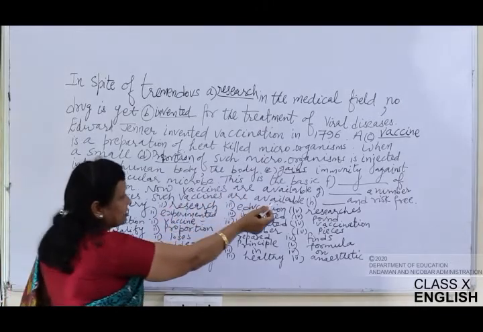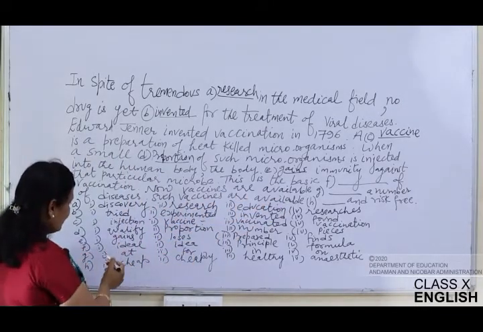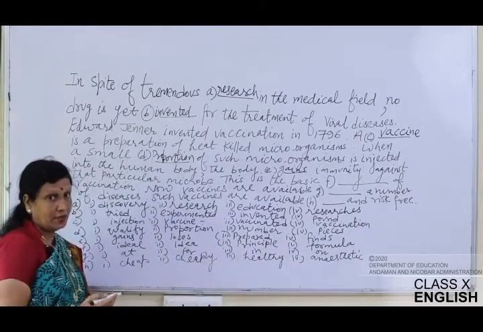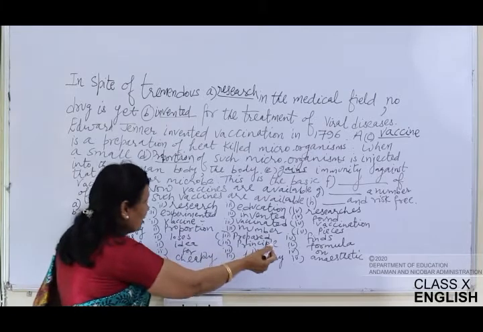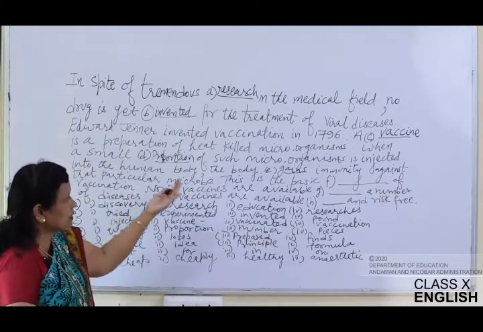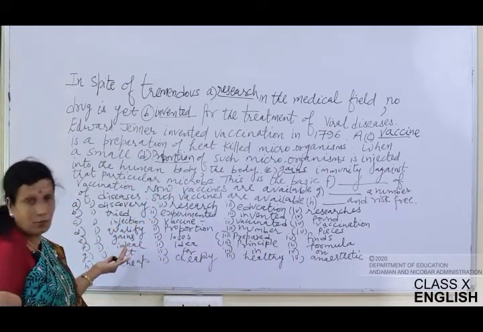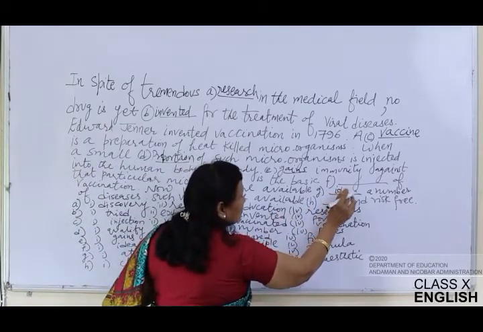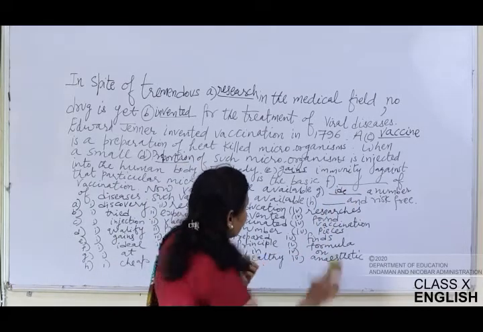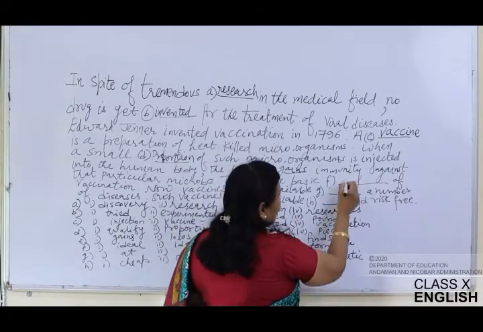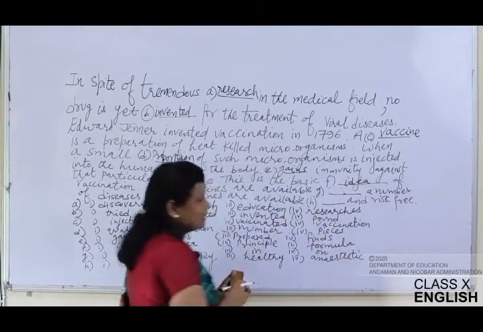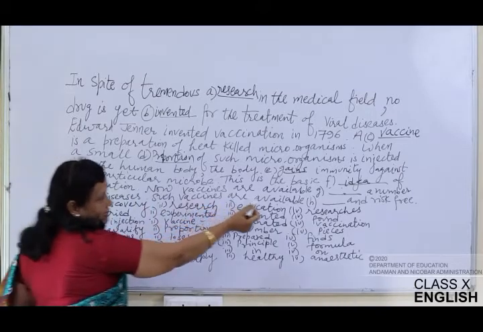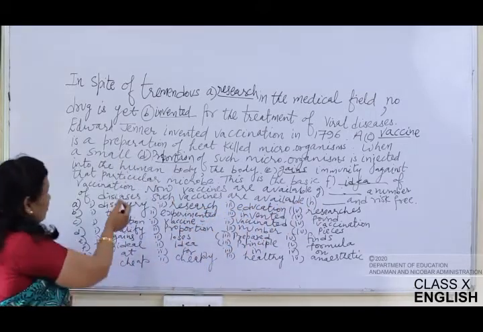This is the basic blank of vaccination. Now look at this: ideal, idea, principle, formula. Here we are not talking about any formula or principle. This is the basic idea. It will not be ideal. It will be idea, the basic idea of vaccination. Now vaccines are available, a number of vaccination.